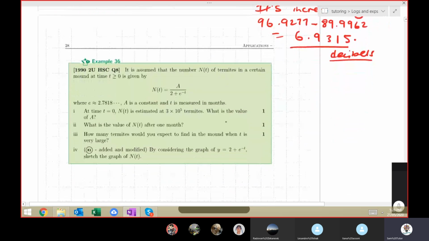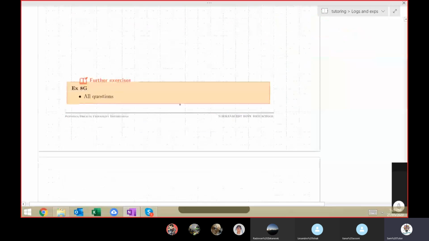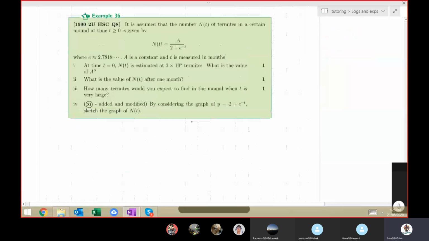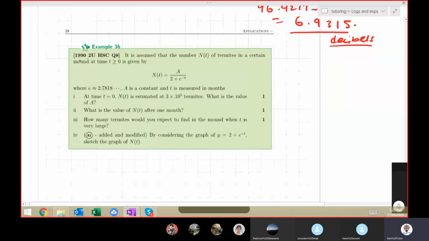Let's do another one. Last one, I guess. Is that actually the last one? Yeah, pretty much the last one. 2-unit HSC from 1990. Just before you guys were born.